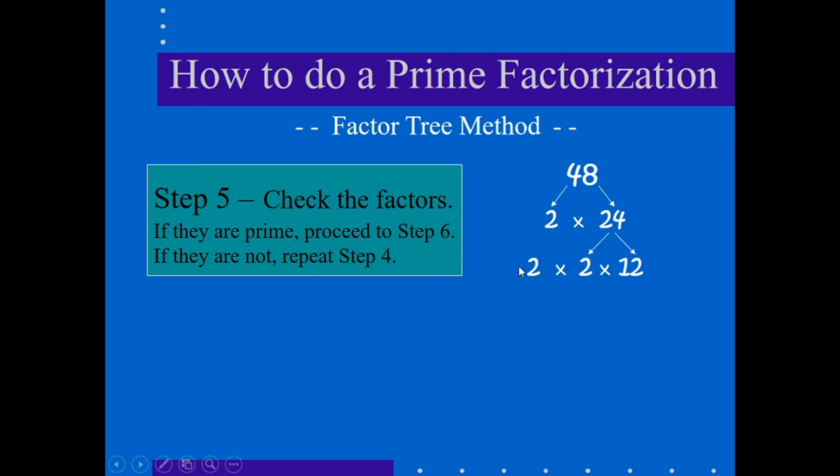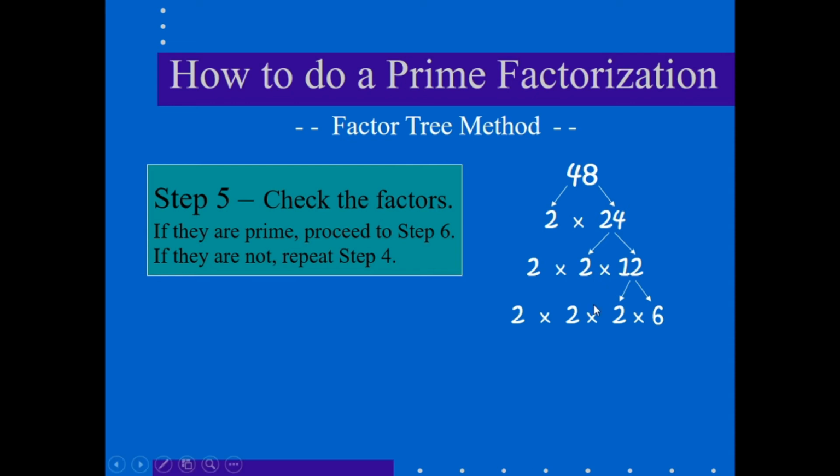2, it's already a prime number. The same thing here. 2, it's already a prime number. But 12 is a composite number. So we need to factor 12. So 12, it's divisible by 2. So 2 times 6 equals 12.